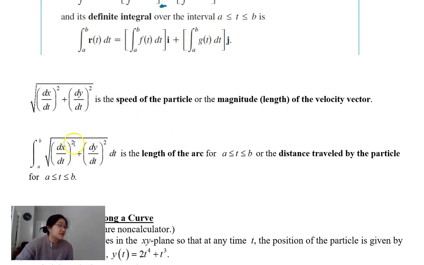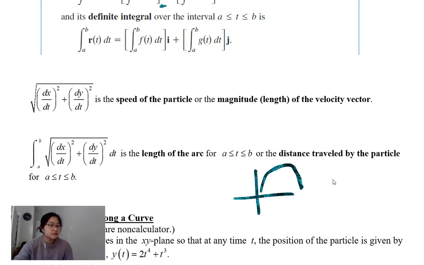And then the length of this arc, where you take the speed and integrate it on an interval, is how far your particle has traveled in that time. It's like the step count. It's not the displacement, right? Because if you go here and then you come back, your displacement is 0. But the distance traveled is the arc length of how far you actually walked.